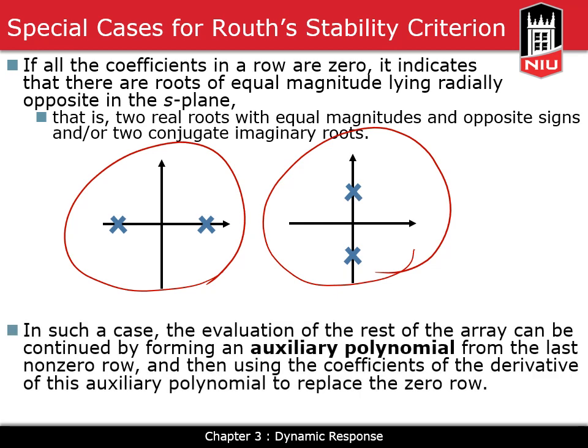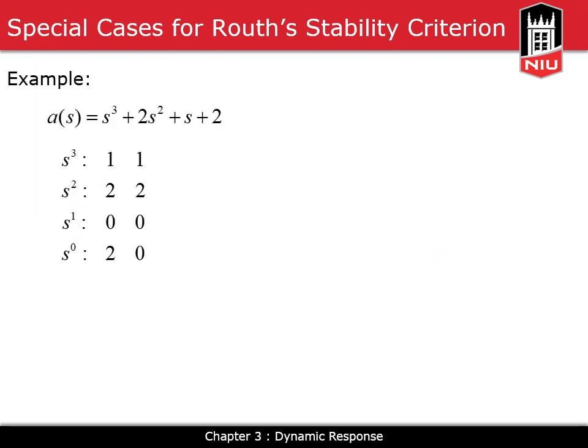In such cases, what we're going to do is to form an auxiliary polynomial from the last non-zero row. So basically from the row above the row of zeros. And then take the derivative of that auxiliary polynomial with respect to s, and then use the coefficients of that derivative to fill in the place of the 0 row. And then we'll do the rest of the table. So let's see an example.